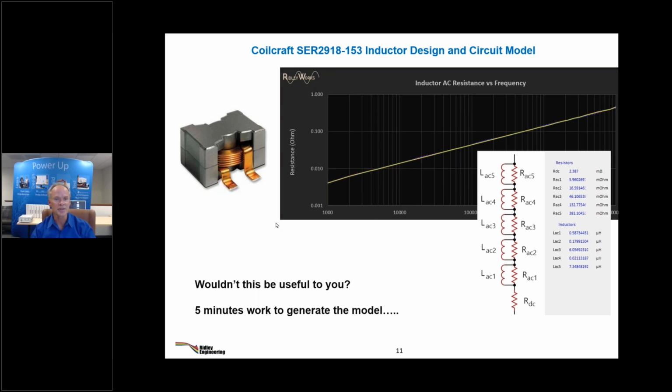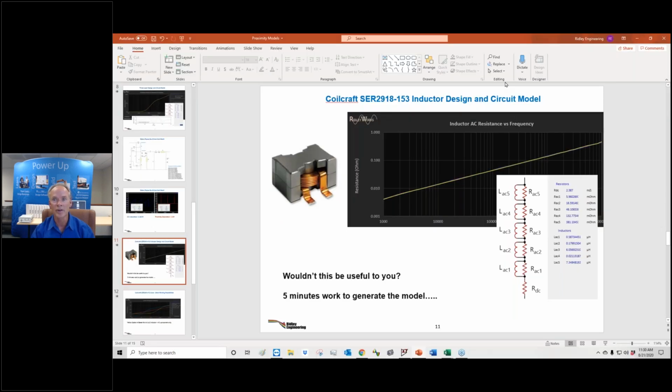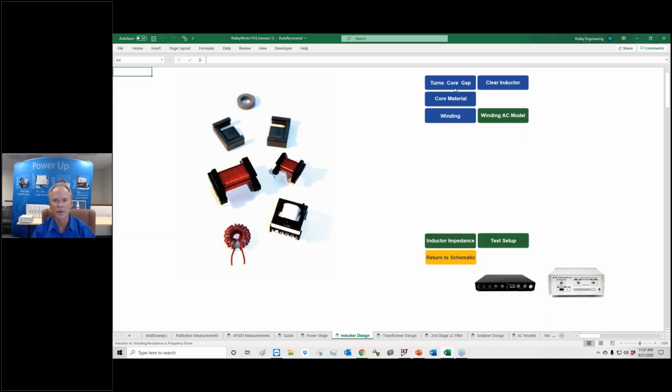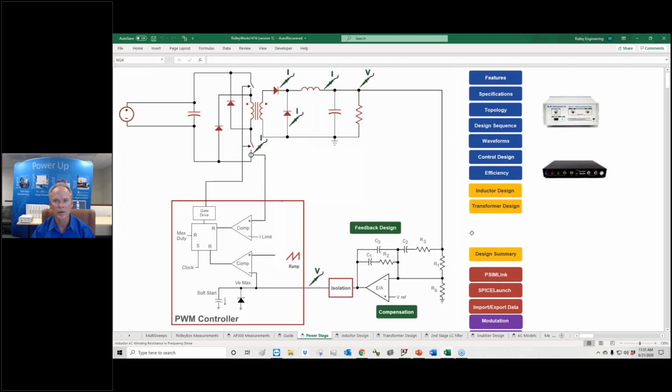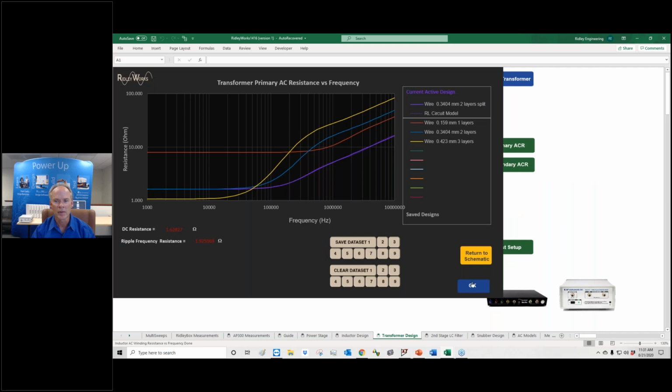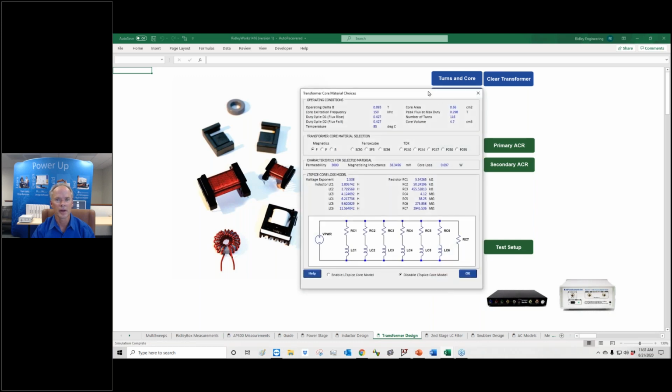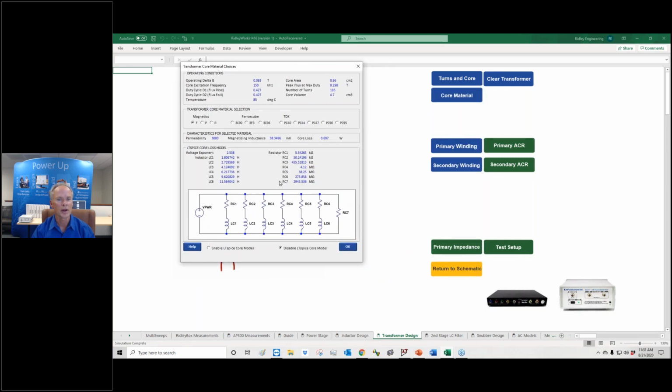Core loss with LTspice. Well, Eric Pratt. Let me just give you a little teaser for the next one. Maybe we'll do this next time, okay? Can we do core loss with LTspice? Let's go look at our transformer. We've just done winding loss. Let's look at the core material. Right there. Boom. There is your LTspice model for core loss.